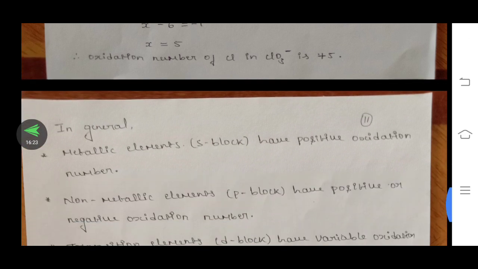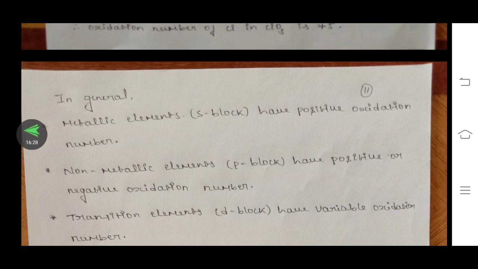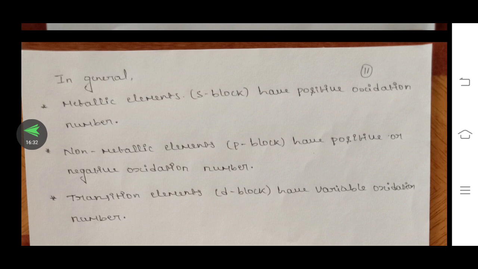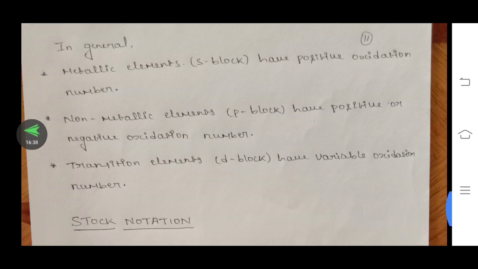In general, metallic elements, that is S block elements, have positive oxidation numbers. Examples: Na plus, K plus, Ca2 plus, Mg2 plus. So you know that one. In the periodic table, alkali metals are the more electropositive elements. So the more electropositive elements are S block elements.